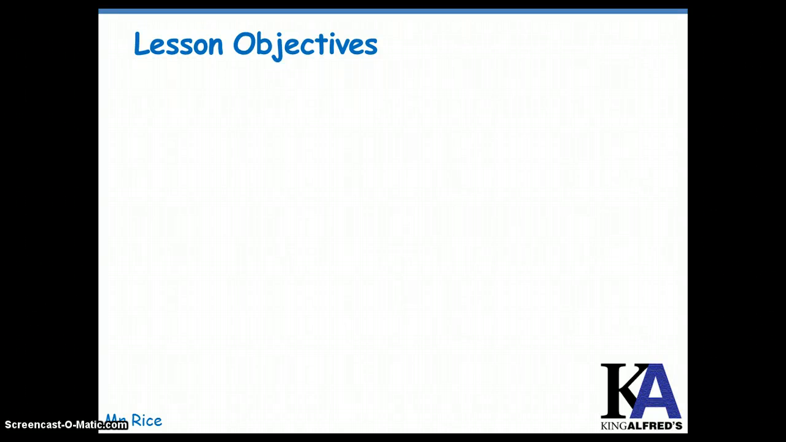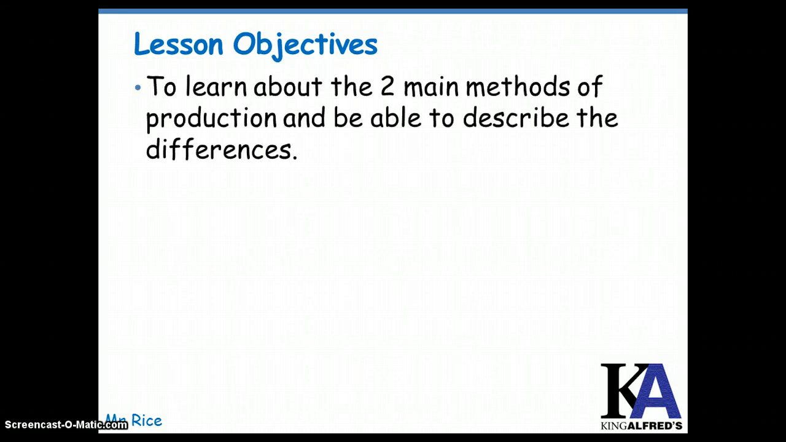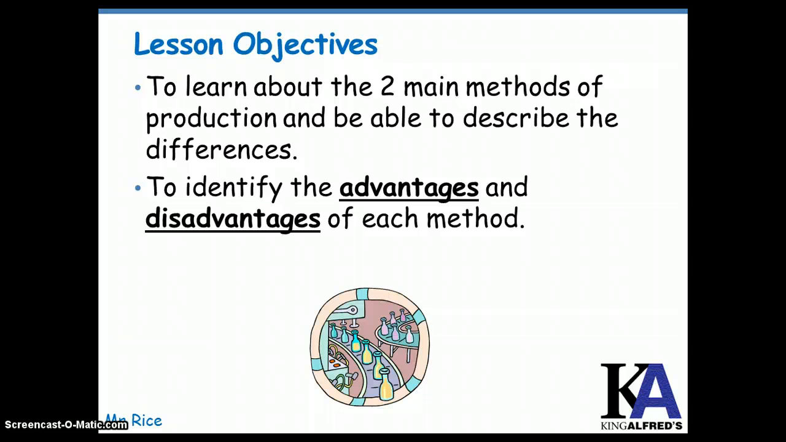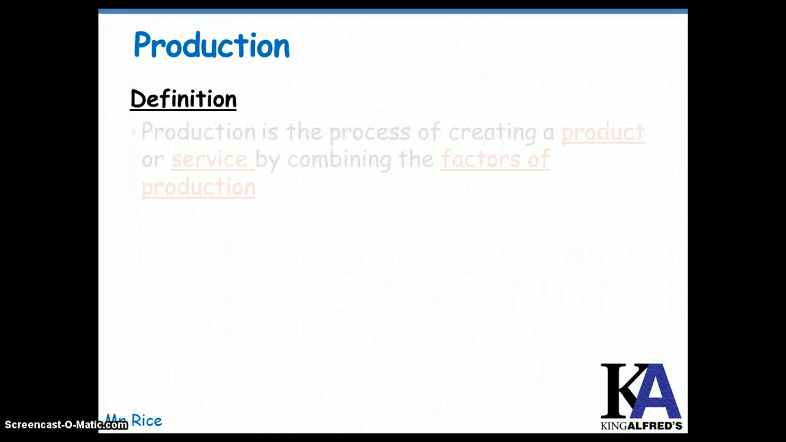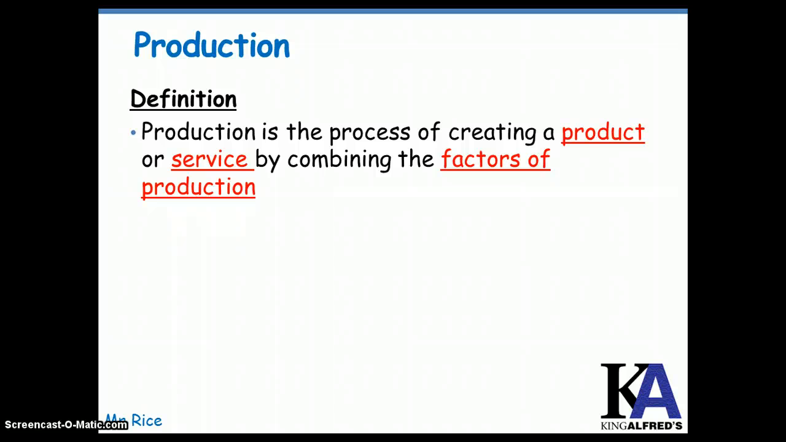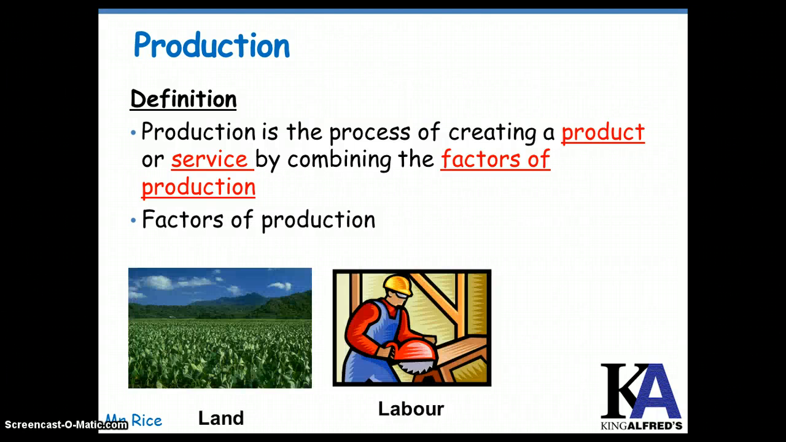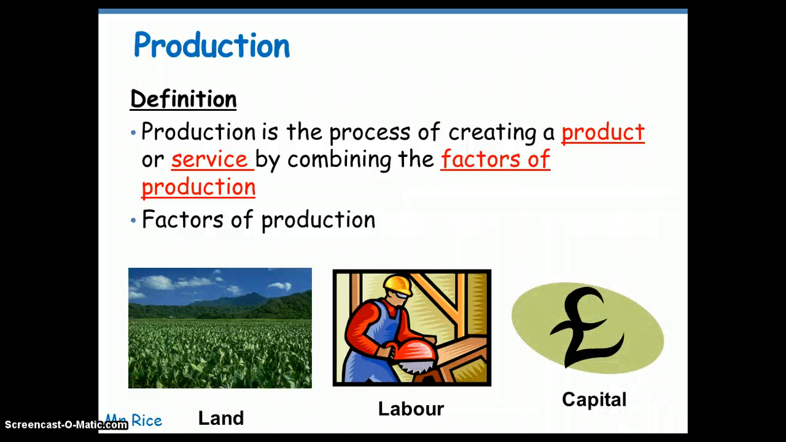The objectives for today are to learn about the two main methods of production and be able to describe the differences. Also, we need to identify the advantages and disadvantages of each method. So, production. Production can be defined as the process of creating a product or service by combining the factors of production. The factors of production are land, labor, and capital.